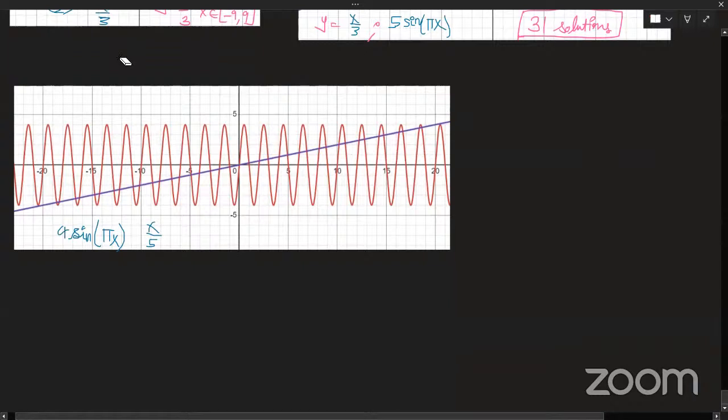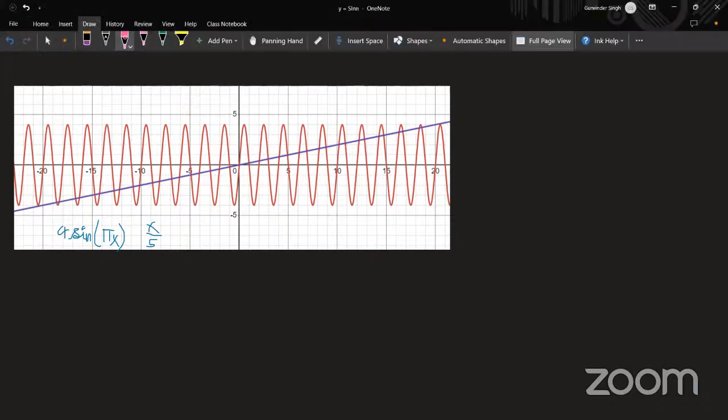Fine. So similarly, I have 4 sine pi x and x by 5. तो इसका भी देख लेना, ये हो गया होमवर्क तुम्हारा. ठीक है.